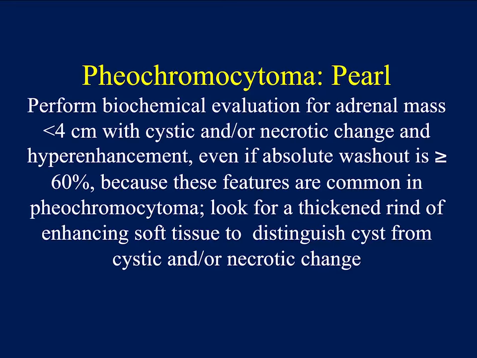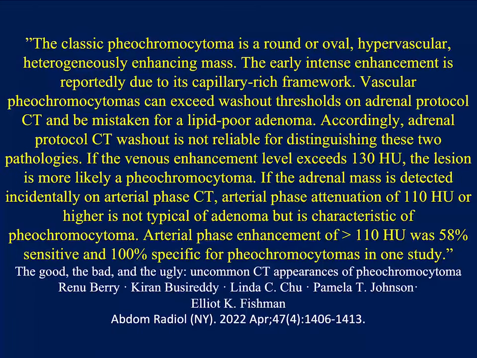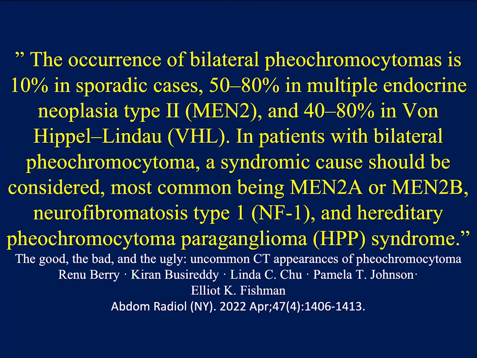Again, lab tests will make your diagnosis for you. In this article, we wrote about the pheos, the uncommon appearances. We talked about oval, hypervascular enhancing lesions. We talked about if the venous level exceeds 130, and I still would carry it down to 120, it's more likely a pheo. It's rare to see adenomas above 110. I don't trust them above 120. So again, you want to be very careful in terms of not using a washout when you have very high values. And again, the importance of pheos.